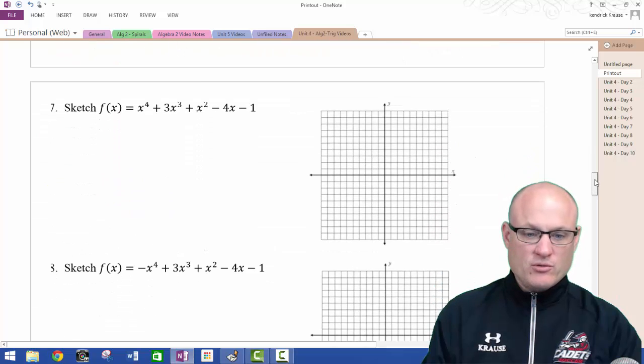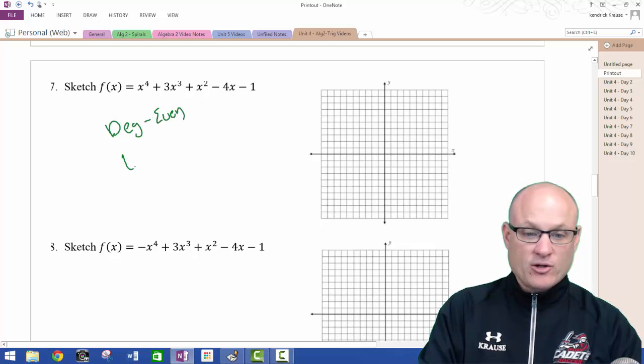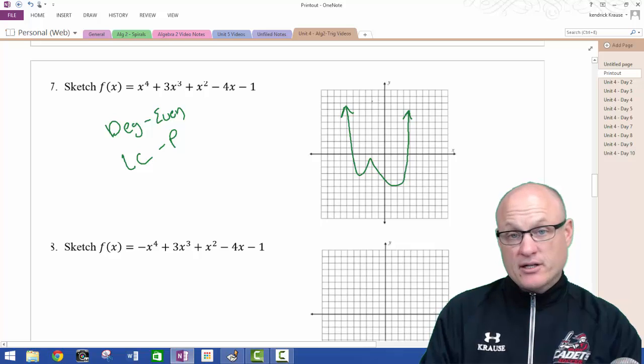Do I have any more? Oh, now I have a degree that's positive. Excuse me, the degree is even. And my leading coefficient in this case is positive. So again, it's a 4th degree function. Kind of looks like this, something like a W. They're both going up because it's positive.